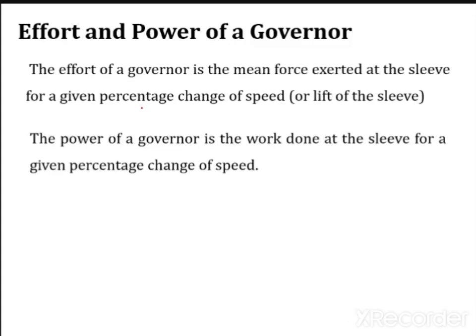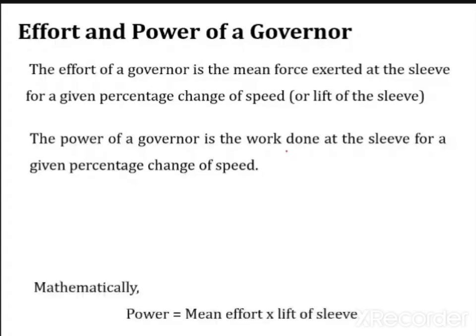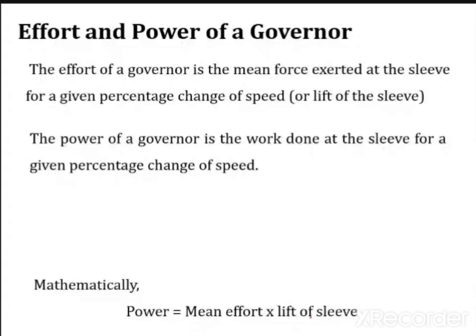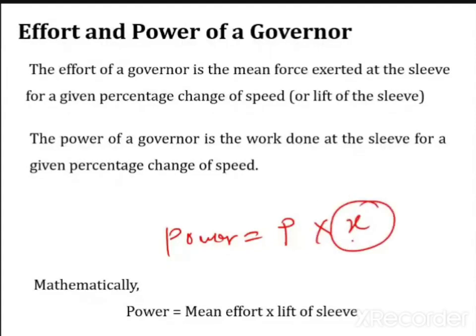Next is the power of the governor. Now, the power of the governor, you know what is power? Power is the work done at the sleeve for a given percentage change of the speed. We know that initially there is no force. As the speed starts changing, the force was maximum and it went to zero. So in this period, from maximum to zero, whatever is the amount of work done at the sleeve is nothing but the power of the governor. Mathematically, the power of the governor is the mean effort multiplied by the sleeve length. So power is equal to P, the mean effort, multiplied by X, the sleeve length. So P into X is the power, which is the work done at the sleeve for a given percentage change of the speed. I hope it is clear to you now.